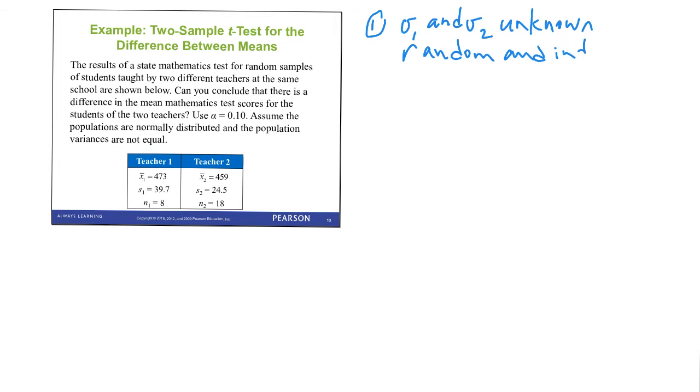So in this hypothesis test, if we follow the 9 steps that are listed out on the previous page, follow along with me. So number 1 is for me to list out, as stated in that slide, that we have sigma 1 and sigma 2 unknown. We have random and independent samples. And we have both populations are normal.